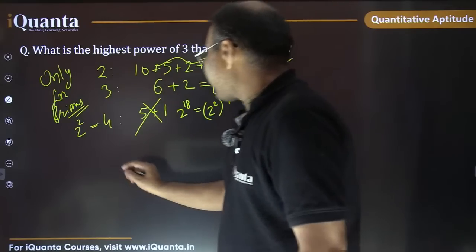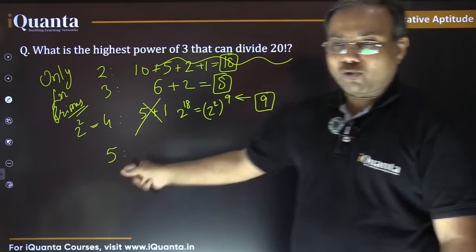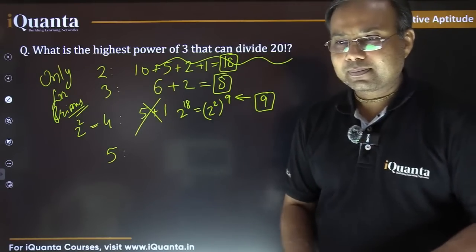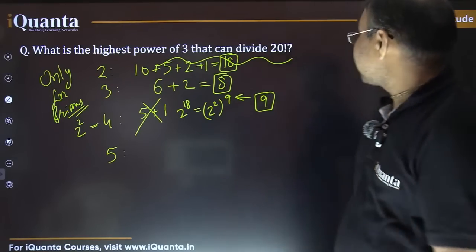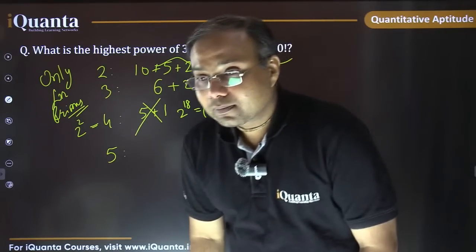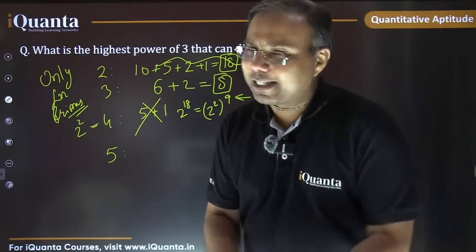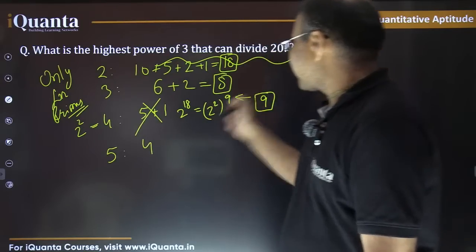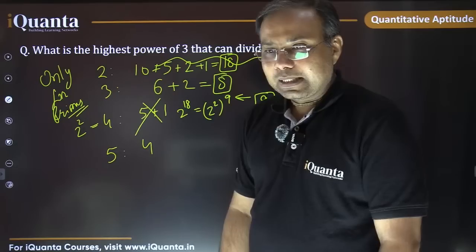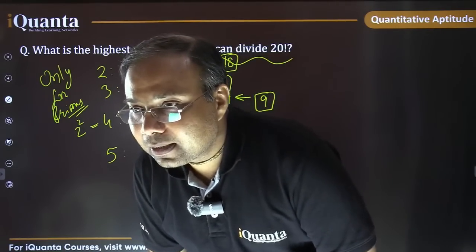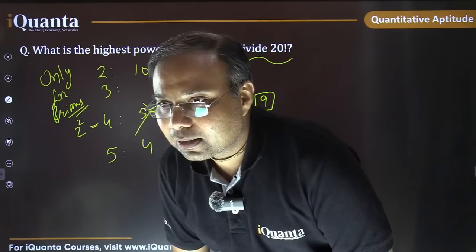Okay, quickly, next part. What is the highest power of 5 which will divide this number? Fast, please. Highest power of 5 which will divide 20 factorial completely. Yes, it is 4 only. Yes, 5 fours are 20, that's it. Now this 4 is not further divisible by 5. Absolutely right.